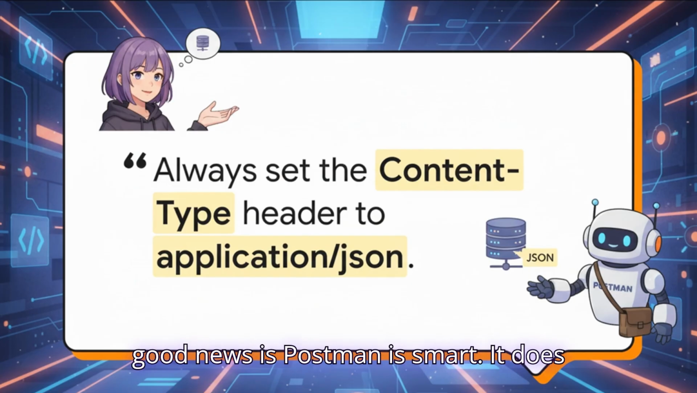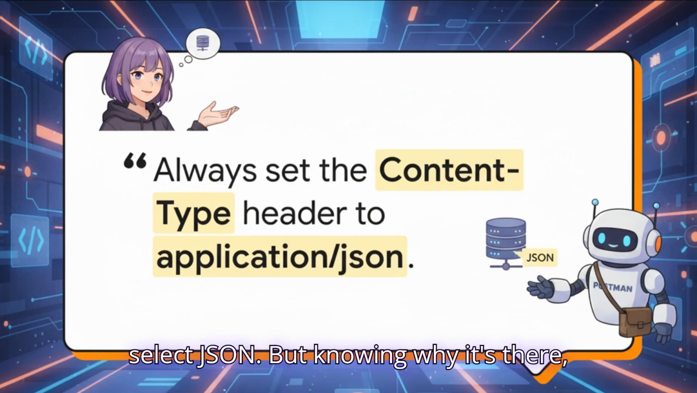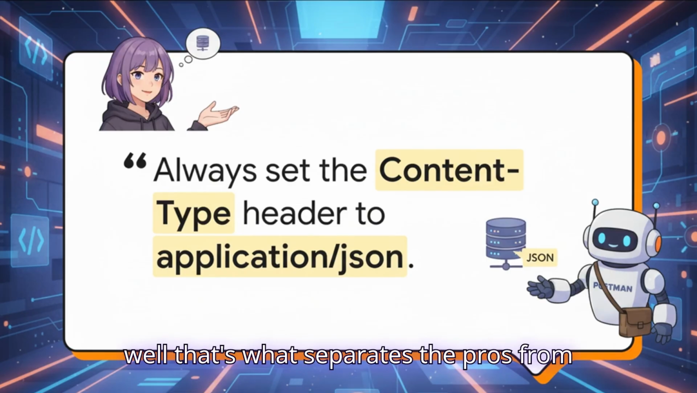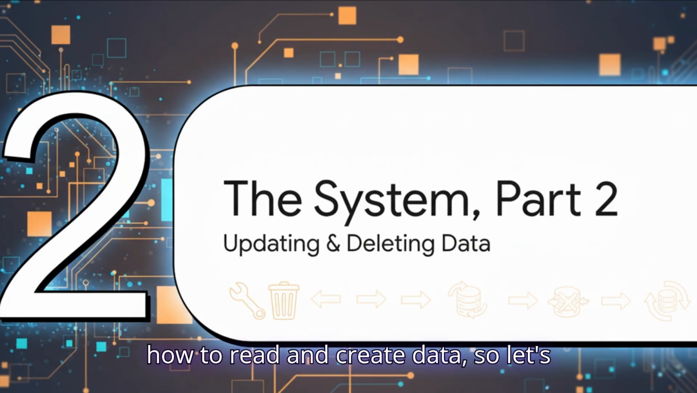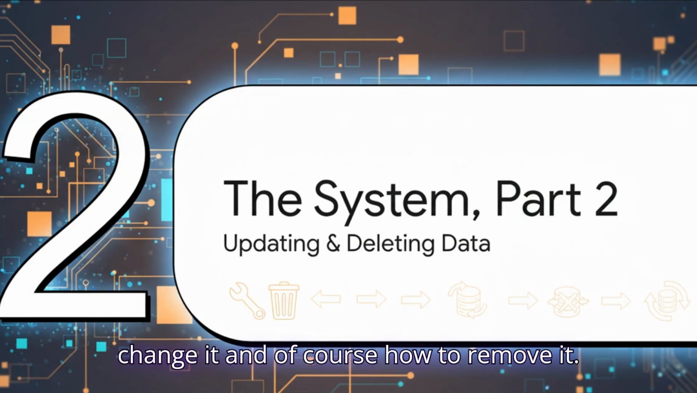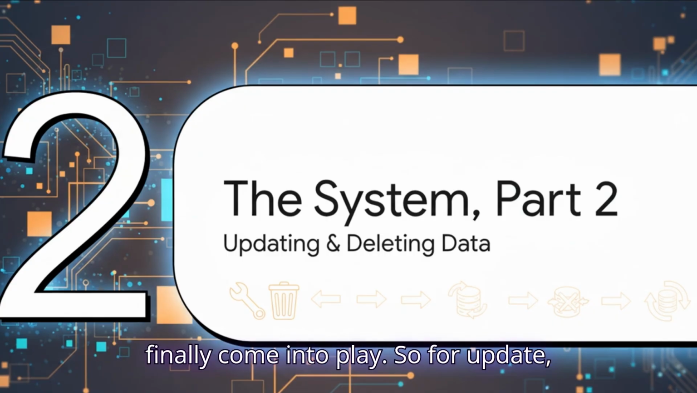Now, the good news is Postman is smart. It does this for you automatically when you select JSON. But knowing why it's there, well, that's what separates the pros from the beginners. Okay, awesome. You now know how to read and create data. So let's complete the system by learning how to change it and, of course, how to remove it. This is where the U and the D of CRUD finally come into play.